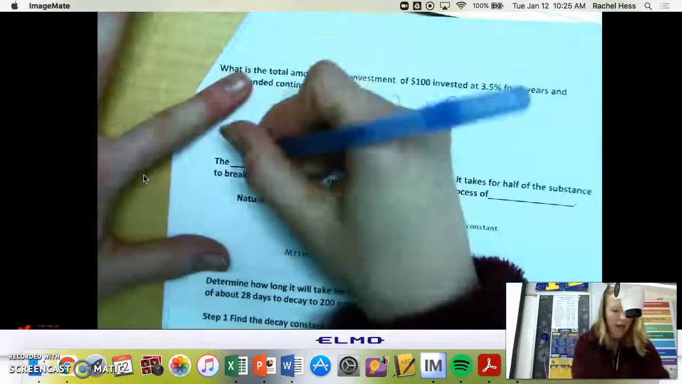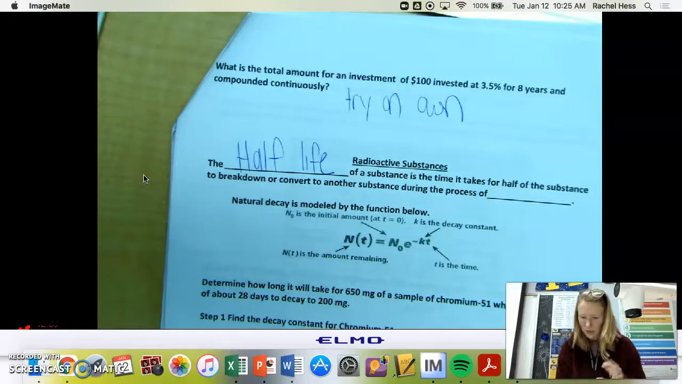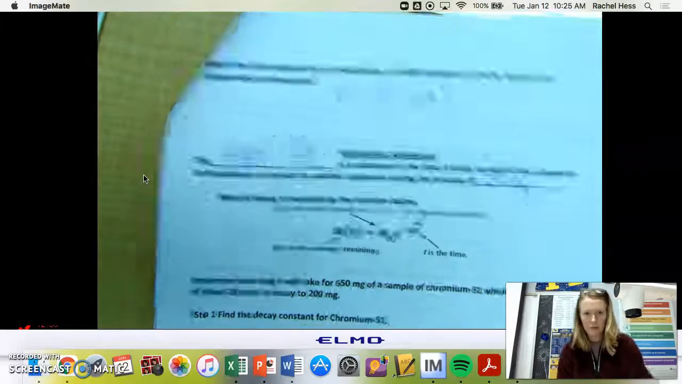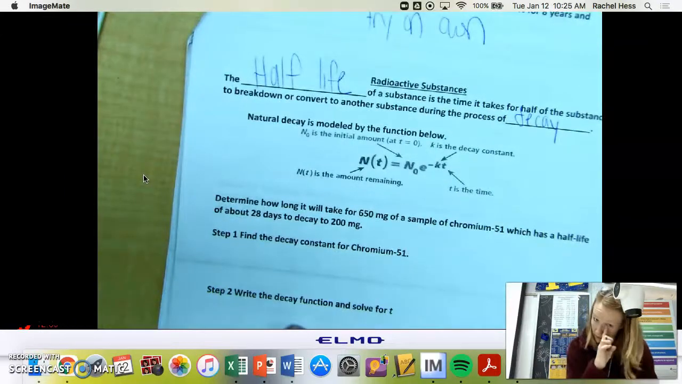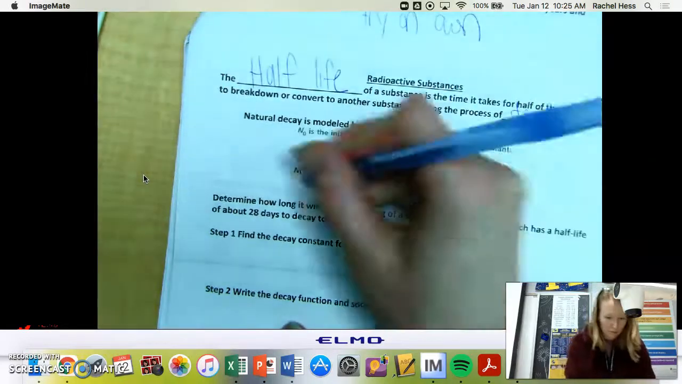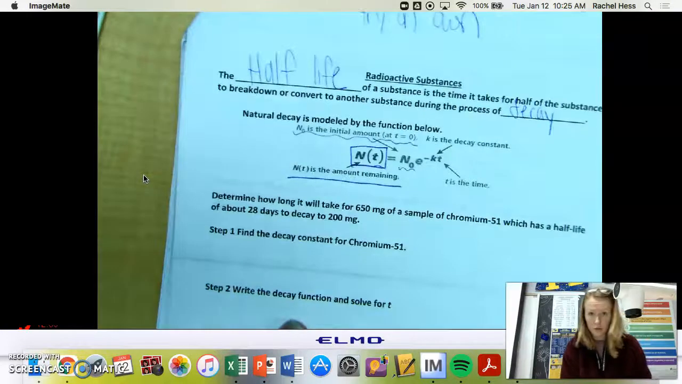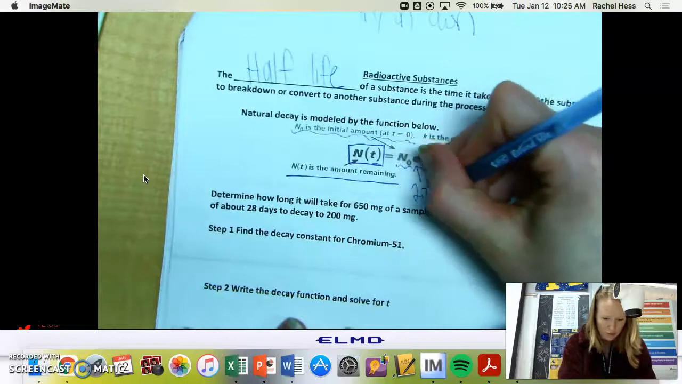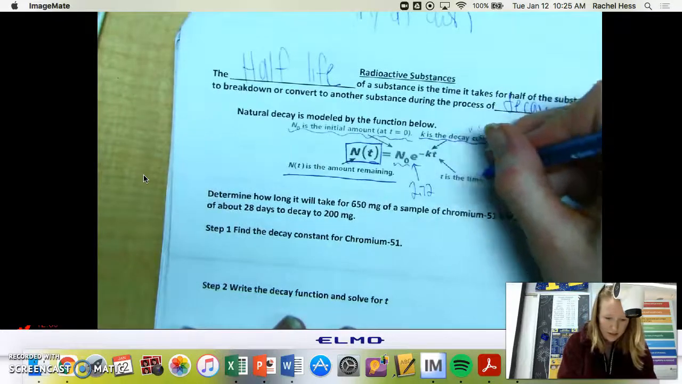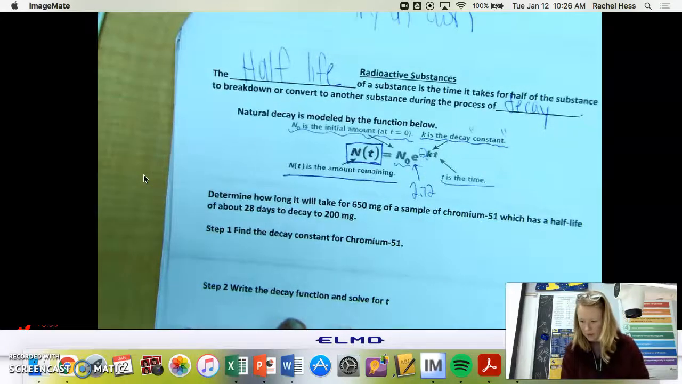We do need to talk about half-life though. Half-life is sort of the opposite. It looks fancy. It's the process of how long it takes for a substance to decay or break down over time. And natural decay has a function that's written below. So N of T is how much is remaining at time T, right? This N sub 0 is the initial amount, so when time is 0, so that 0 sort of makes sense. Remember, E is 2.72. K is the decay constant, and T is time. Notice how there's a negative there, so just be aware of that, right?